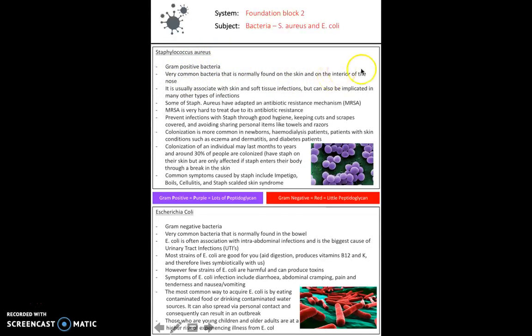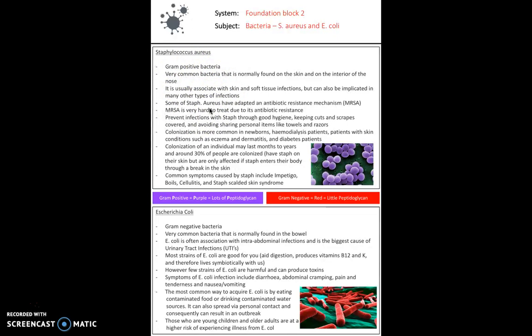Staphylococcus aureus, or Staph aureus, is a very common gram-positive bacteria that's normally found on the skin and on the interior of the nose. It's also normally found in the groin and in the back of the throat. It's very common to take a swab before someone goes into hospital for surgery to test to see if they've got this bacteria.